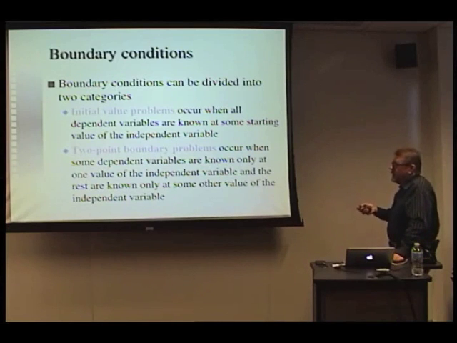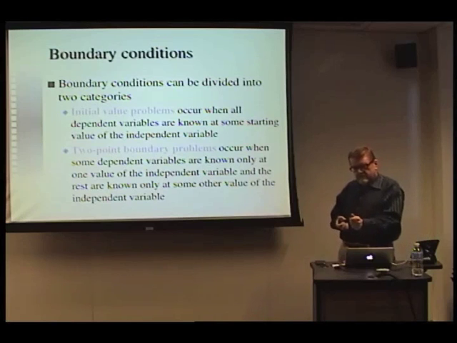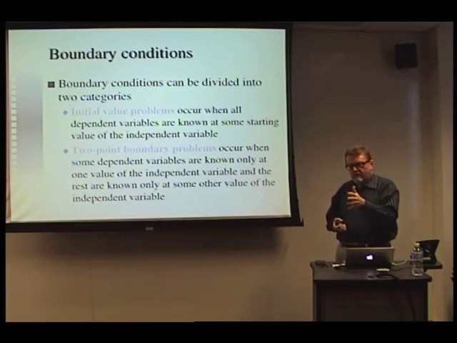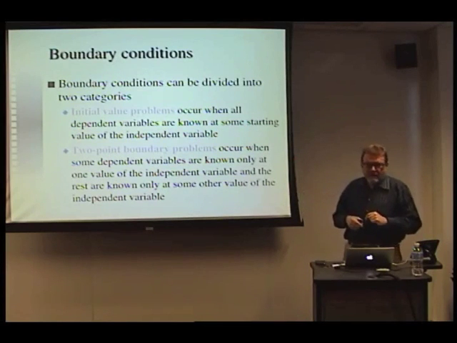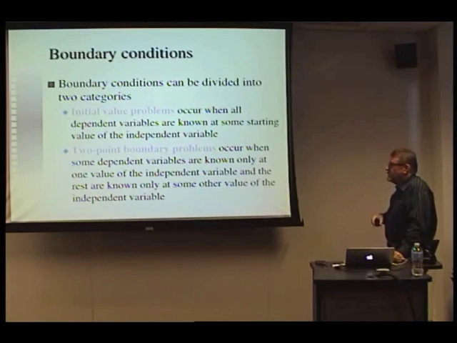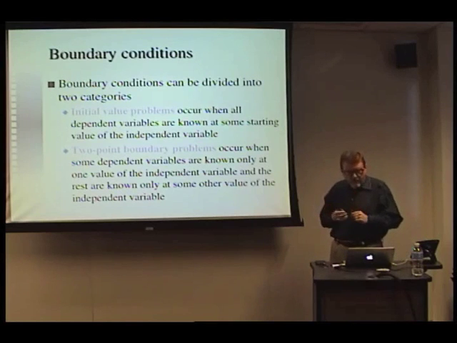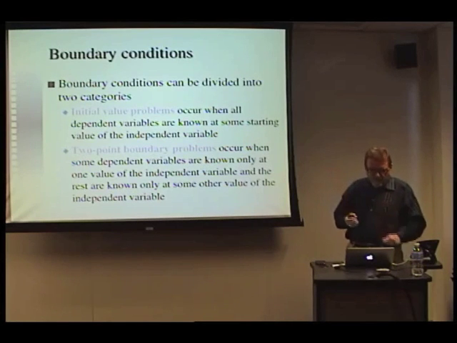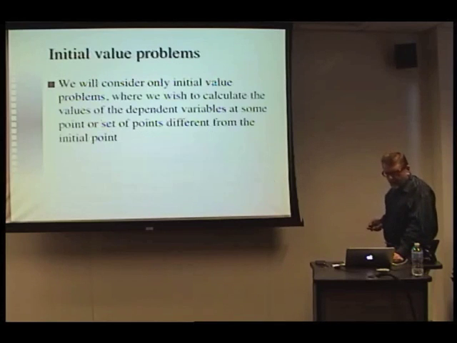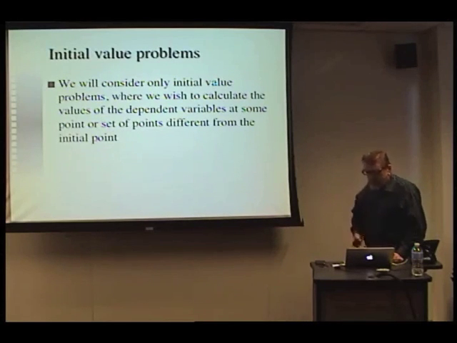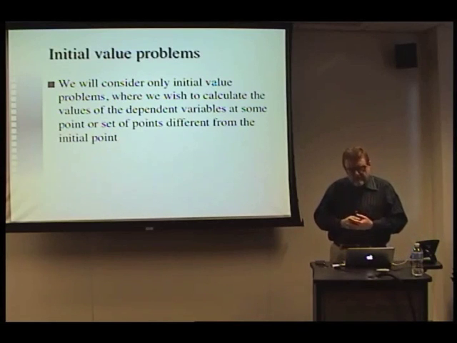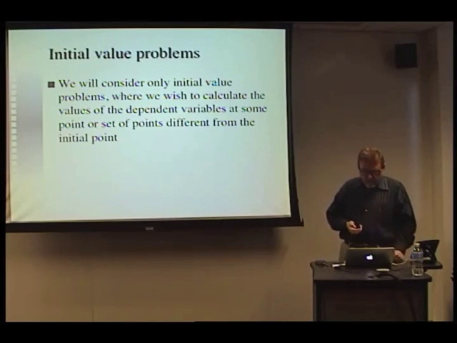But just so you know, there are also cases where you might know x and y1 at one value of x, and you know y2 at some other value of x, but you don't know the other ones. And those are called two-point problems. And they're more difficult to solve. We're not going to deal with them, but just so you know that there are two different ways in which you can specify what you know about the system. Okay, so we're going to deal with initial value problems, and that's going to give us the value of all of the things that we're interested in at a particular point in time.